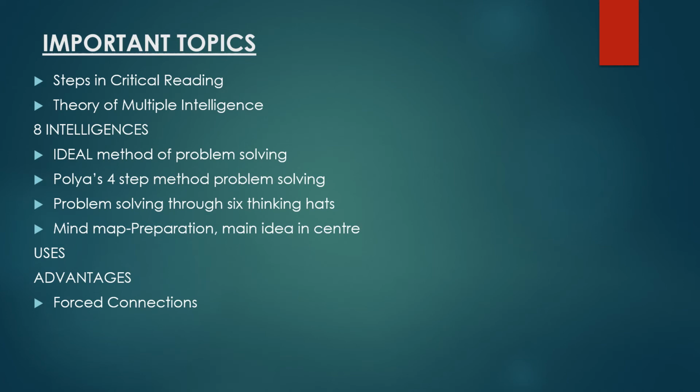Problem solving. When you come to problem solving, there are ideal methods of problem solving. If they ask you ideal method, you should write only ideal method. If they ask you Polya's four-step method, only write Polya's four-step method. And if the question is concerned with neither of these, you can either write ideal or Polya. So read the question. When the question of problem solving is about ideal, only write about ideal method. If it's about Polya's four-step method, please go through that and write only for Polya's four-step method.